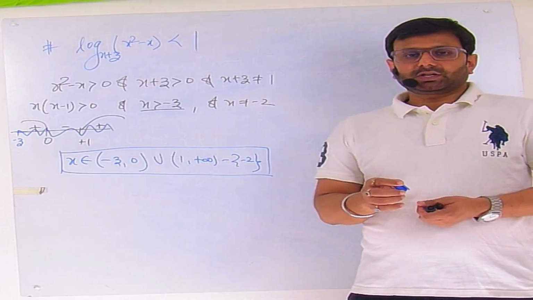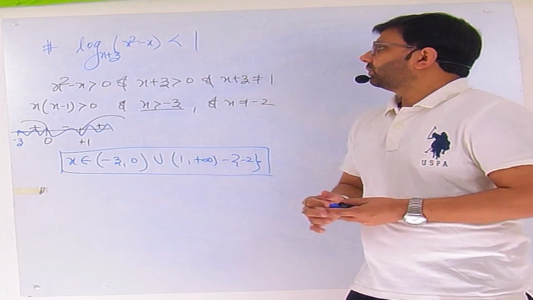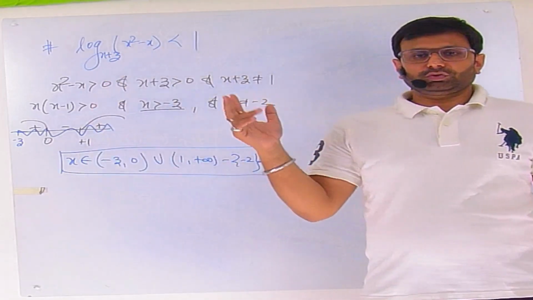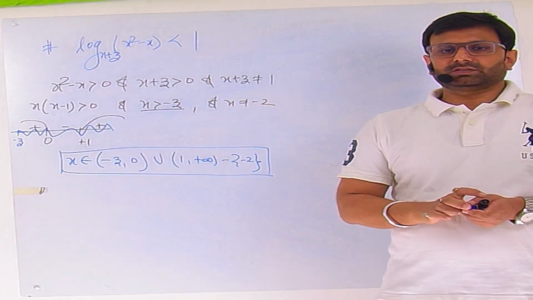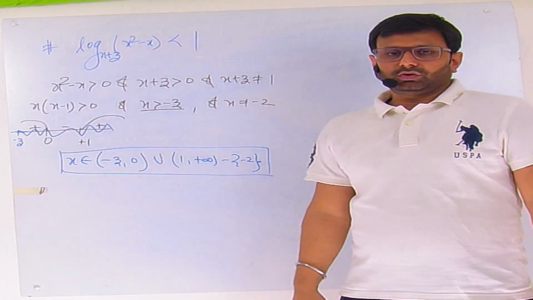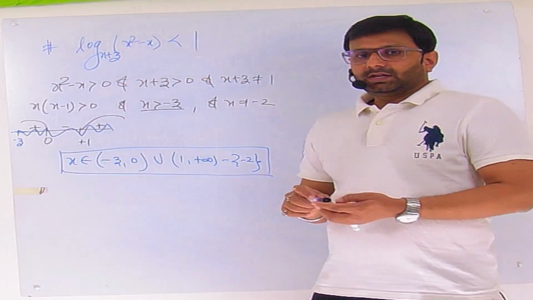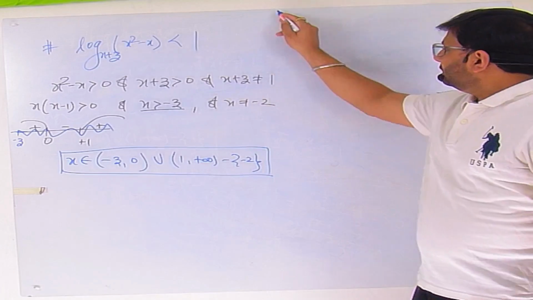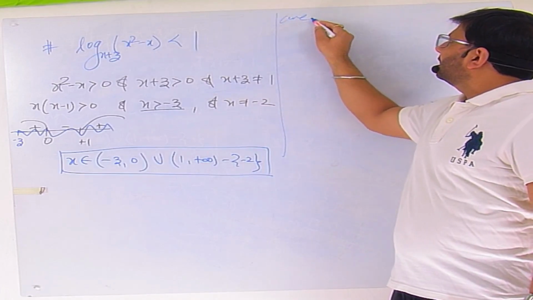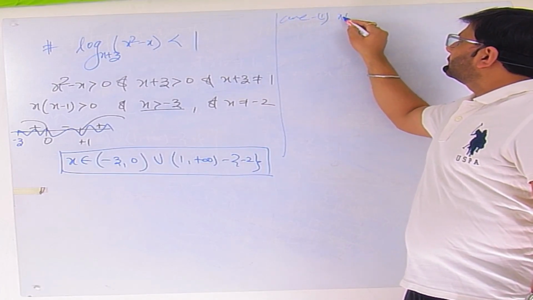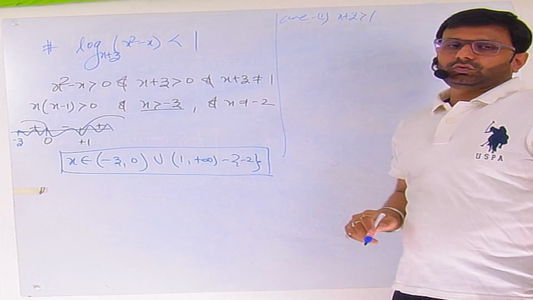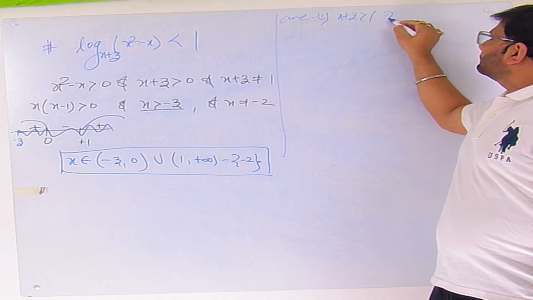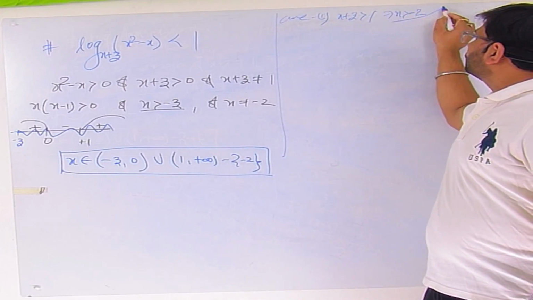So now I have to take 2 cases. Here the base is also variable. Before this question I had taken a constant base, but here the base is variable. So I will take case first: base greater than 1. So x plus 3 greater than 1, so x must be greater than minus 2.